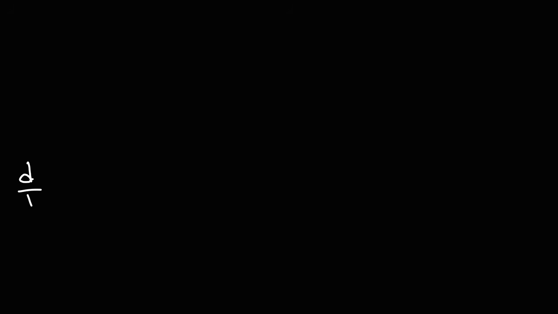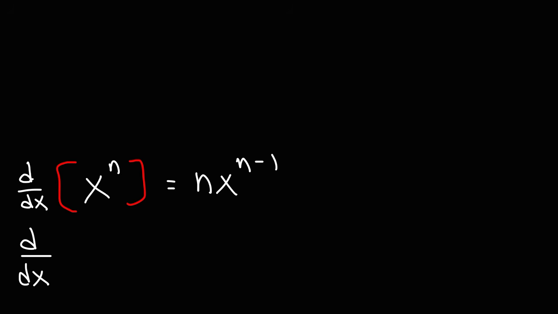So far, we talked about how we could find the derivative of a variable raised to a constant, and that is by using the power rule. X to the n, the derivative of that is going to be n times x raised to the n minus 1. And we also talked about finding the derivative of a constant raised to a variable. And that was a to the u times u prime times ln a.